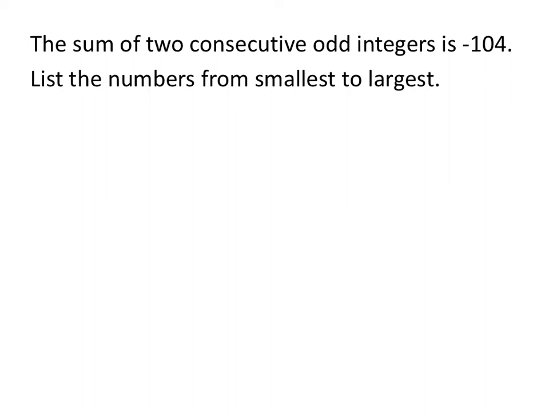The sum of two consecutive odd integers is negative 104. List the numbers from smallest to largest. So I'm going to take a shortcut on this one, only for the sake of time.